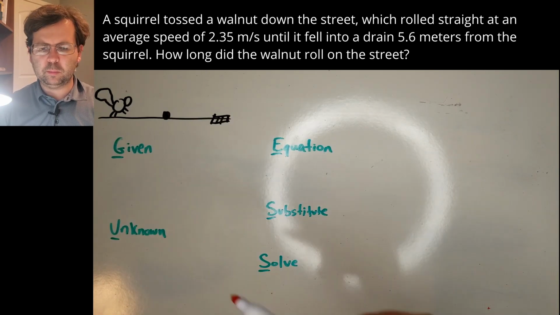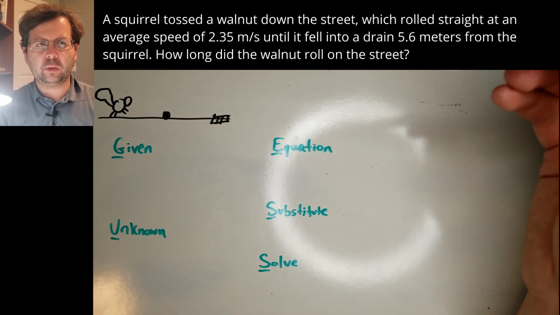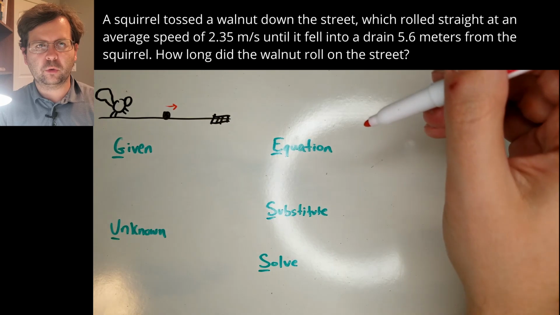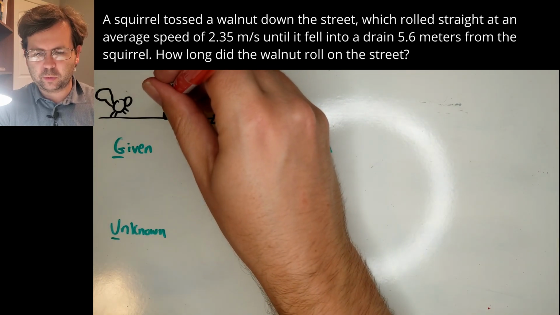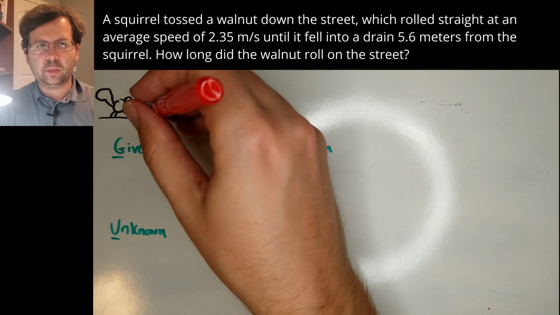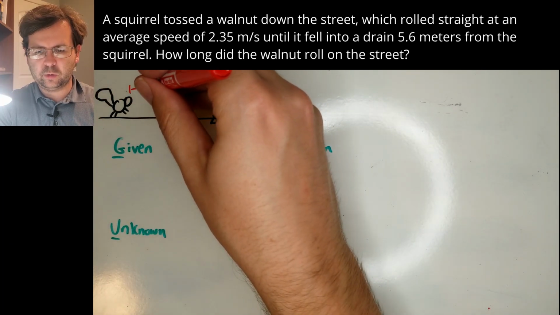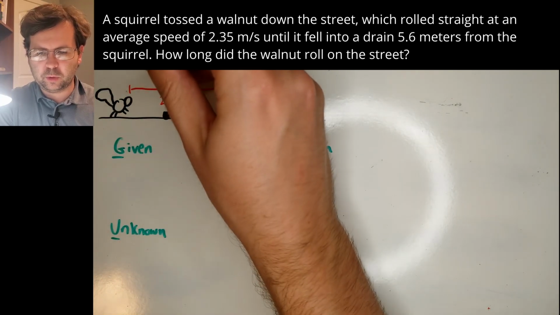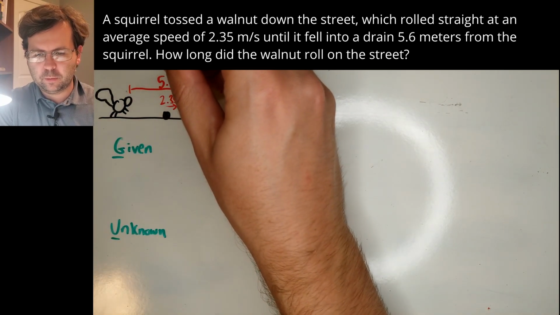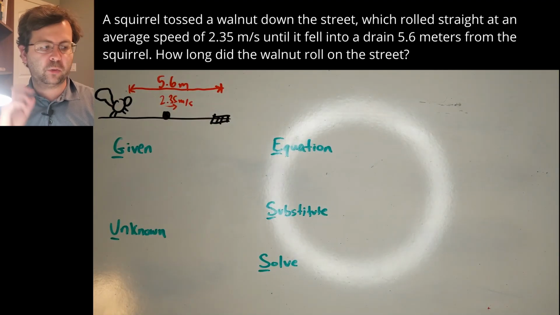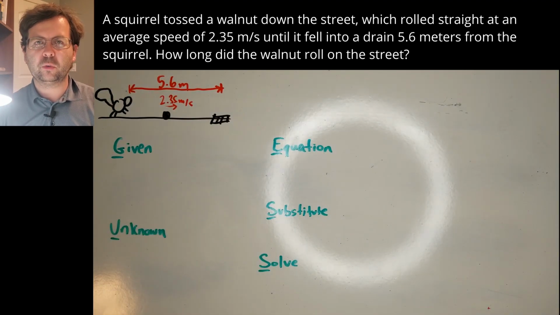I'm going to label this picture with some of the quantities that we've been given. So we know that the walnut's moving towards the drain at 2.35 meters per second. We also know that the drain is a distance of 5.6 meters away. So this already helps make this situation a little bit easier to understand, and it helps us in our first step of the GUESS method to try to solve this problem.